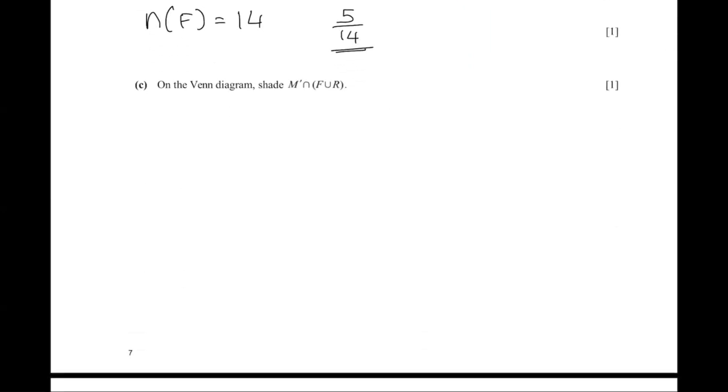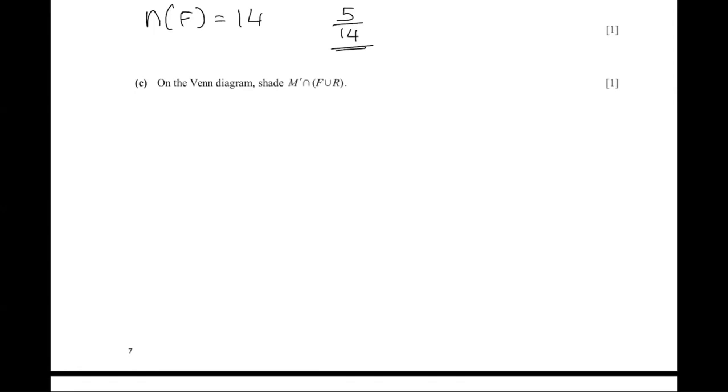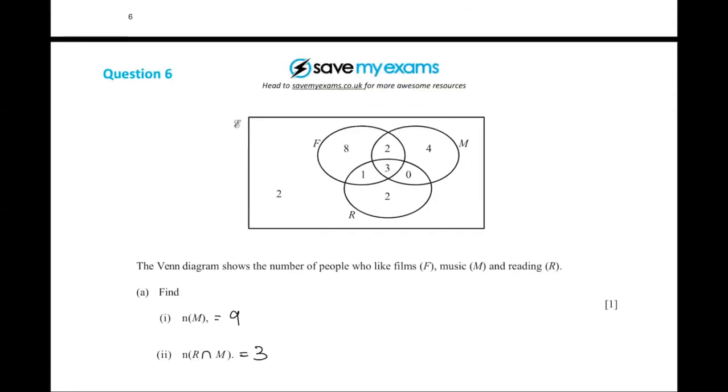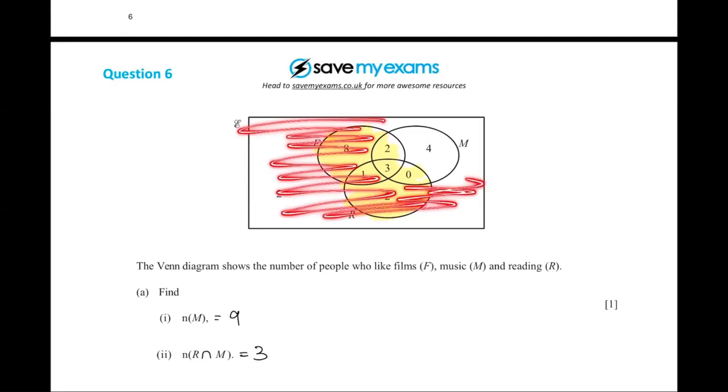Inside the film will be just these 2, 2 plus 3, 5 over 14. On the Venn diagram, M prime intersect F union R. So let's find F union R, which is here. M prime is outside of M. Okay, let's just find outside M first. Oh no, F union R first. In common with outside of M. So you can see where they overlap. Remember those spots, these are the spots here.